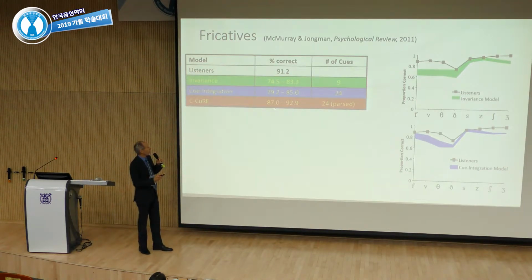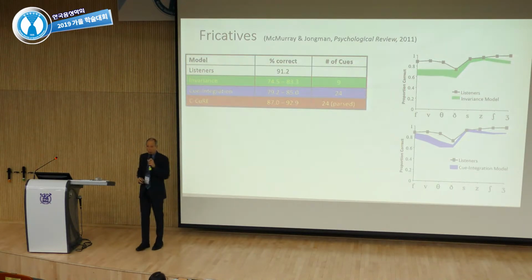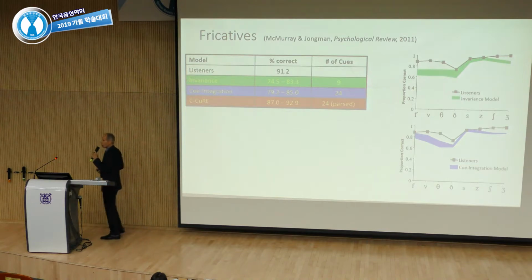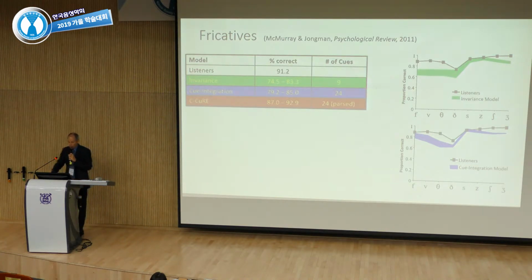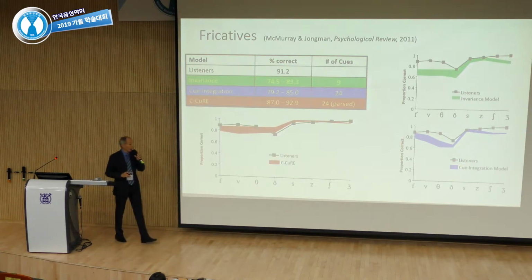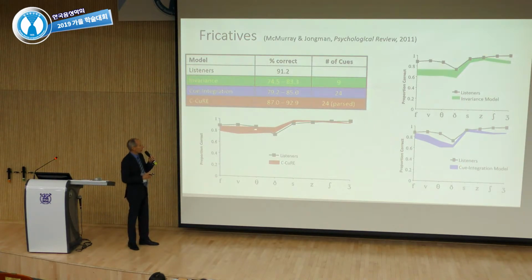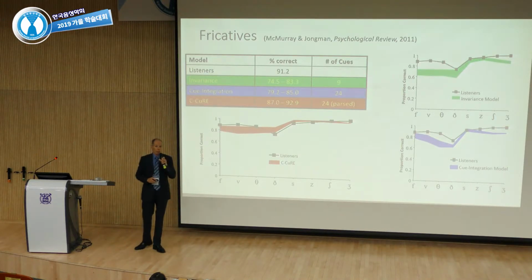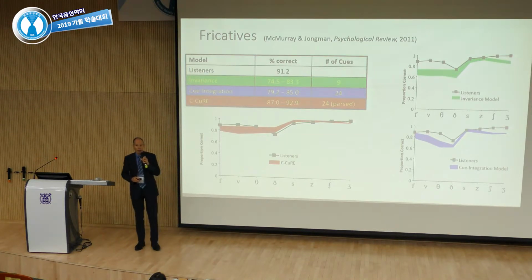Okay, we go up from 9 to 24 cues, and we go up in terms of recognition accuracy by about 5%. Okay, but we still don't quite capture it the way human listeners do. And then finally, when we use those same 24 cues, but we parse them the way I described earlier, we actually get very good human listener-like behavior, as you see here. And we also match, which you don't see here, the particular types of confusion and the particular vowel context effects.